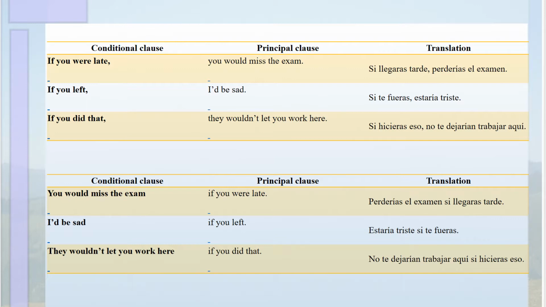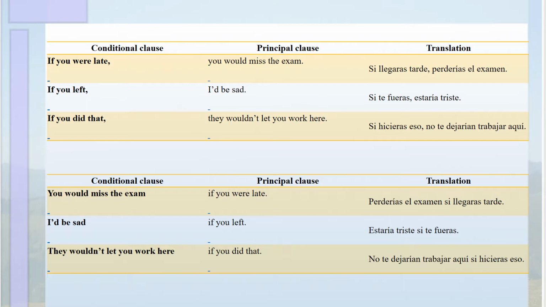In the third sentence, for example, if you did that is the conditional clause. They wouldn't let you work here is the principal clause. Si hicieras eso, no te dejarían trabajar aquí.